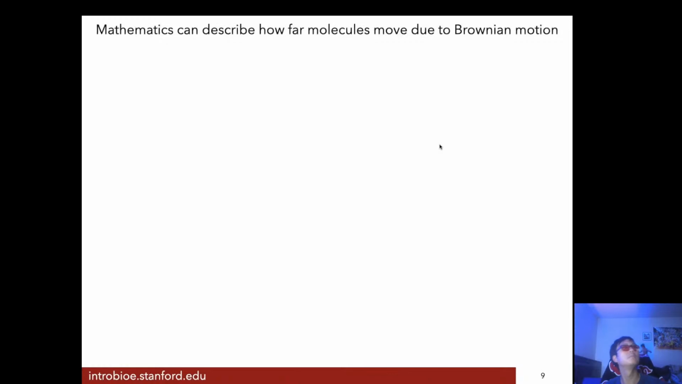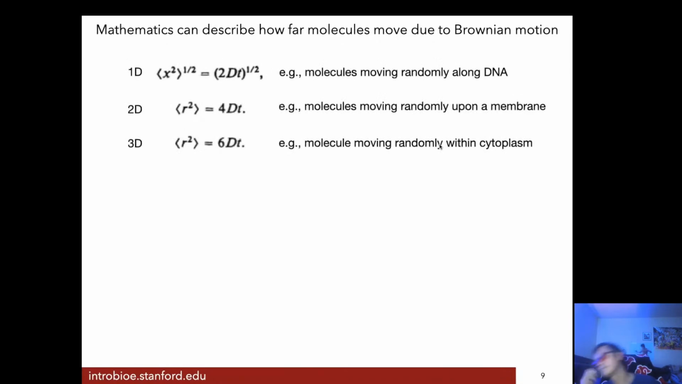It turns out mathematics can describe how far molecules move due to this spontaneous Brownian motion, named after Mr. Brown. And we're going to use some math here, and it might look a little strange at first, but it's not too complicated. So I really encourage you, if you haven't seen it before, to just play with it. Such beautiful math. There are three equations here. From top to bottom, they represent how far molecules move due to spontaneous random motion in a one-dimensional system at the top, a two-dimensional system in the middle, and a three-dimensional system at the bottom.